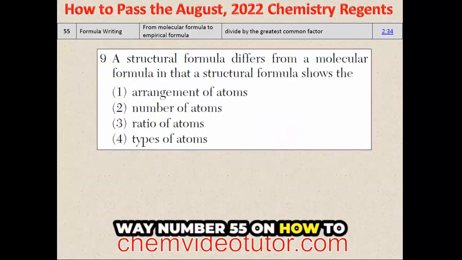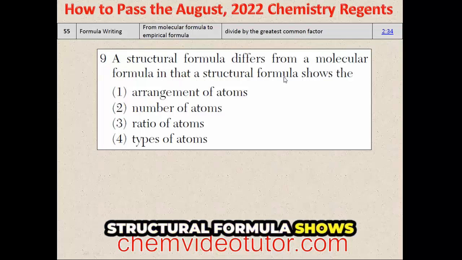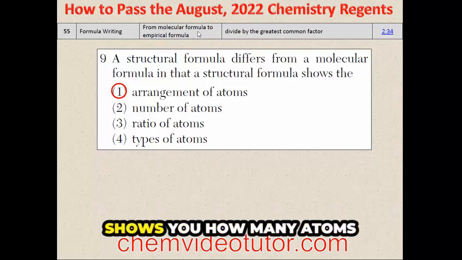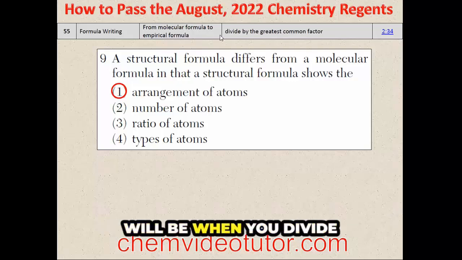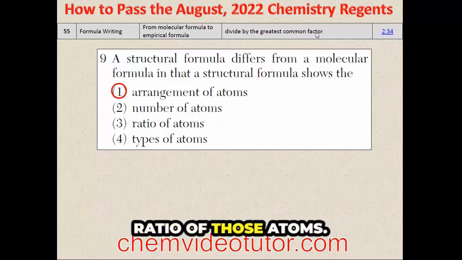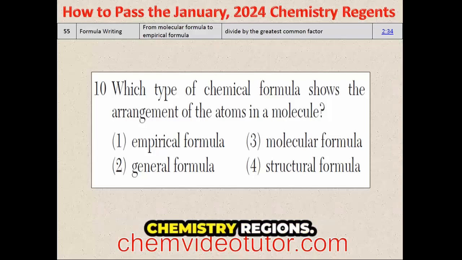Way number 55 on how to pass the August 2022 Chemistry Regents. A structural formula differs from a molecular formula in that a structural formula shows the arrangement of atoms. So if the structural formula shows you the arrangement of atoms, a molecular formula shows you how many atoms there are altogether, and an empirical formula will be when you divide by the greatest common factor, showing you the smallest ratio of those atoms.